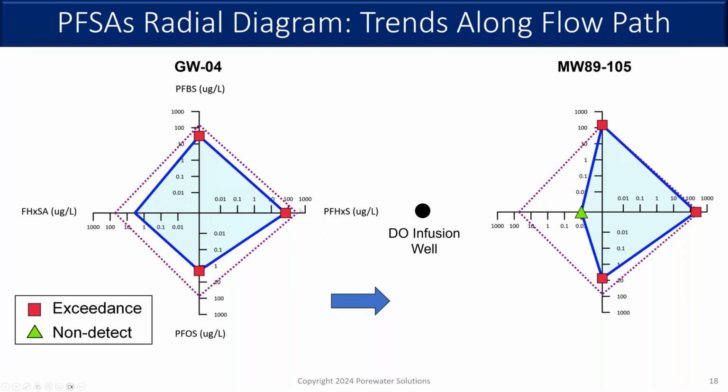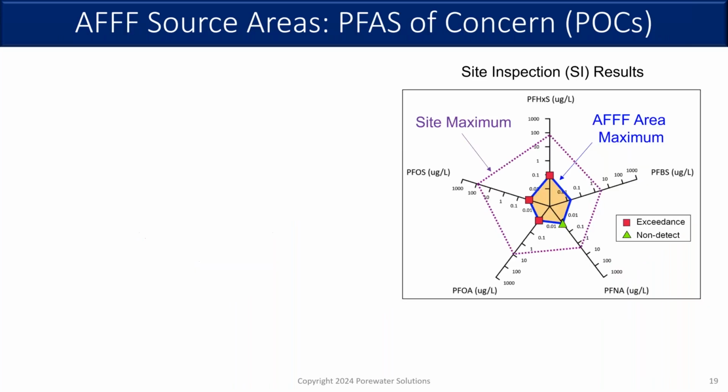We can see, if you look at the gap here between the event data for PFHxS and the source, it's small, about an order of magnitude. We've got almost no gap at the next one. So I can see we've got an increase in PFHxS. We've got an increase in PFBS. We've got a little bit of increase in PFAS. So all these chemicals increased because dissolved oxygen was injected along the flow path, which is saying there were probably precursors there degrading to all three of those chemicals during that dissolved oxygen infusion remedy.